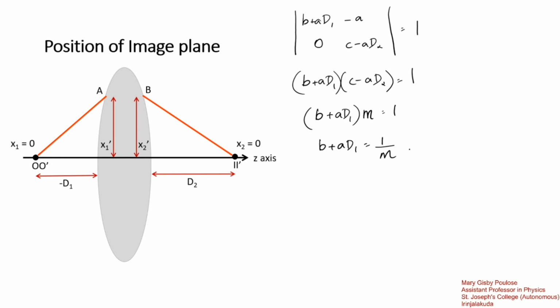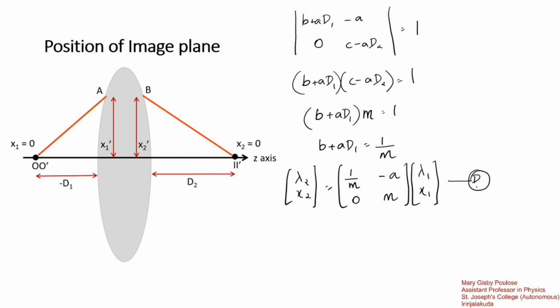Now substituting this term in the system matrix of an image plane, I can finally write lambda 2 x2 is equal to, the first term is 1 by m, minus a, 0, m upon lambda 1 x1. So this is your equation D, the system matrix for the image plane, where m is the magnification of the system and a is the power of the system or inverse of focal length.